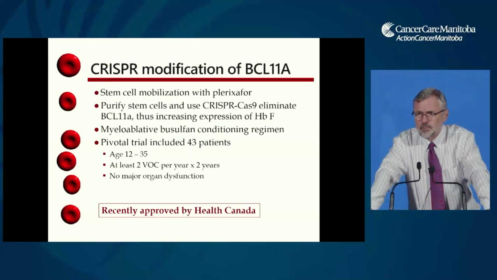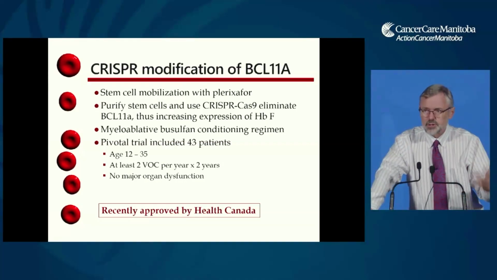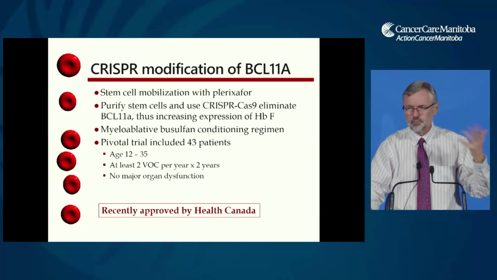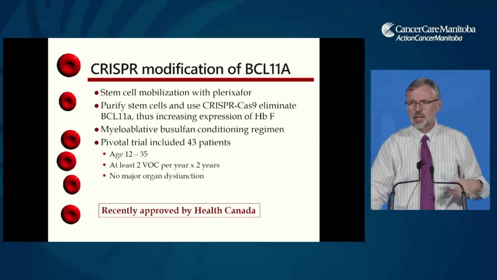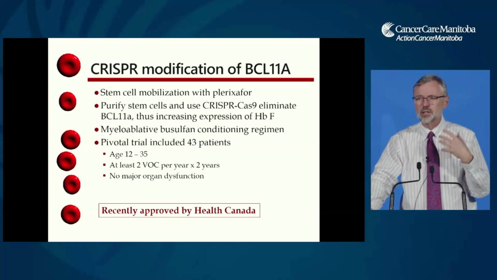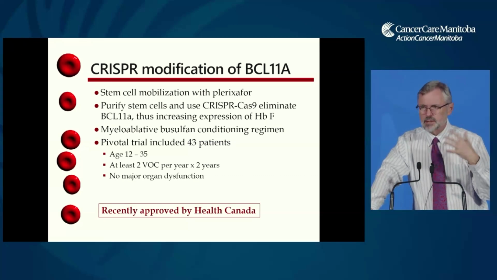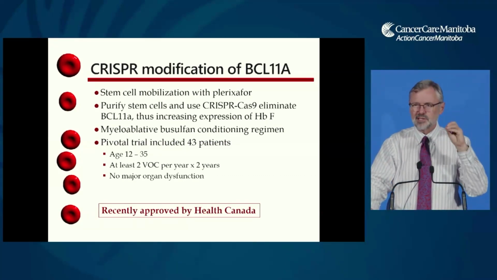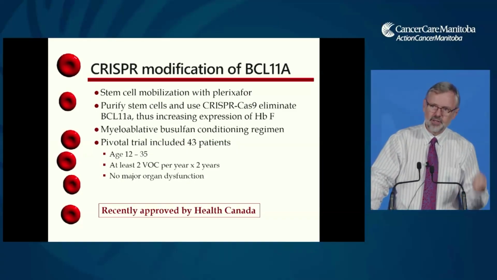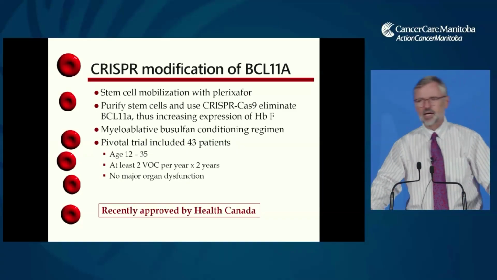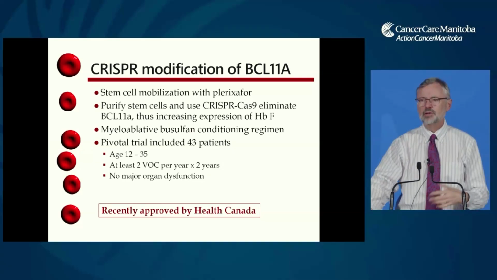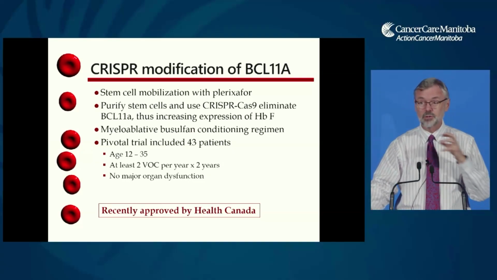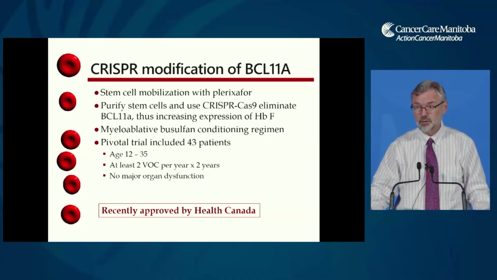So in order to do this, though, you still have to collect the stem cells from the patient. So you mobilize them with this product called plerixafor. You purify the stem cells. You use this CRISPR-Cas9 to modify BCL11A, which is a negative regulator of hemoglobin F. So you take out BCL11A, F goes up, and then you have to give that ablative conditioning regimen to wipe out the marrow so that these modified cells have a space to grow.